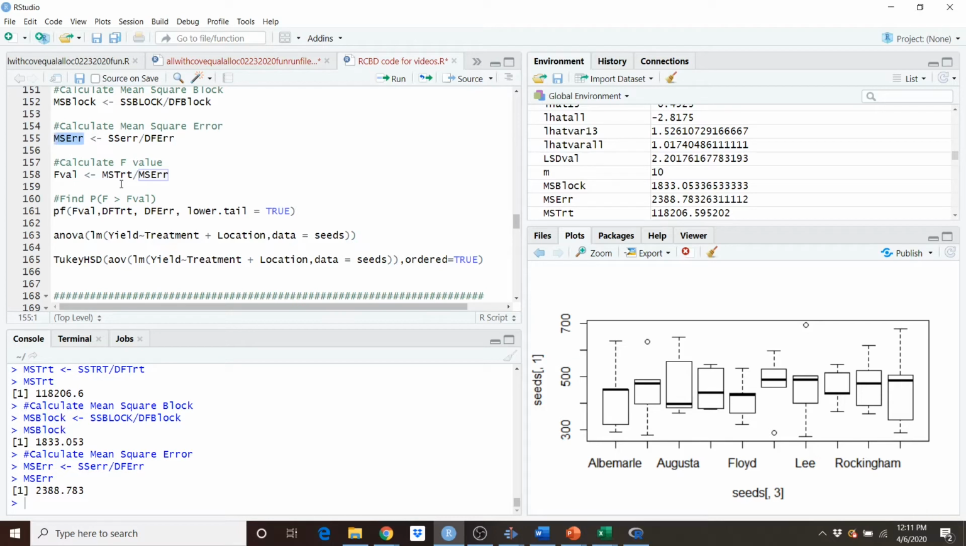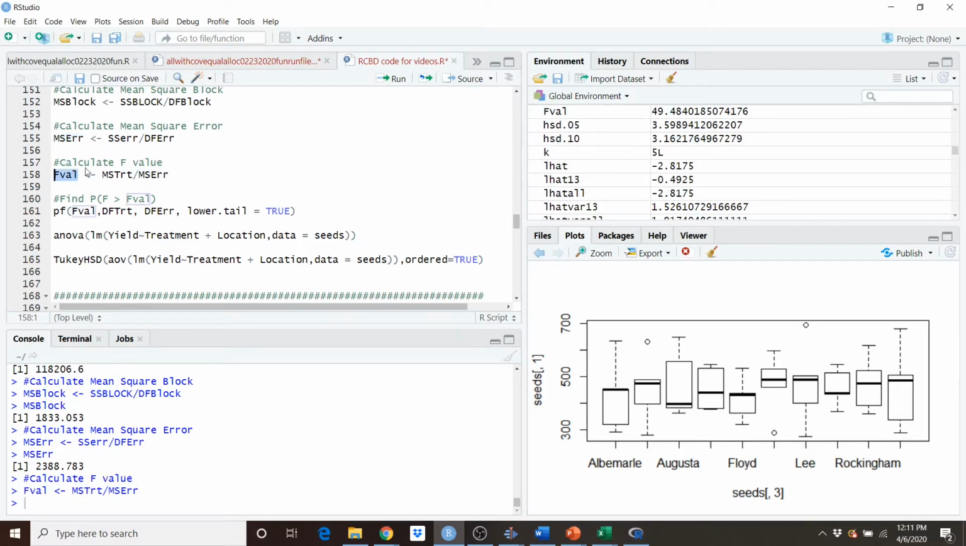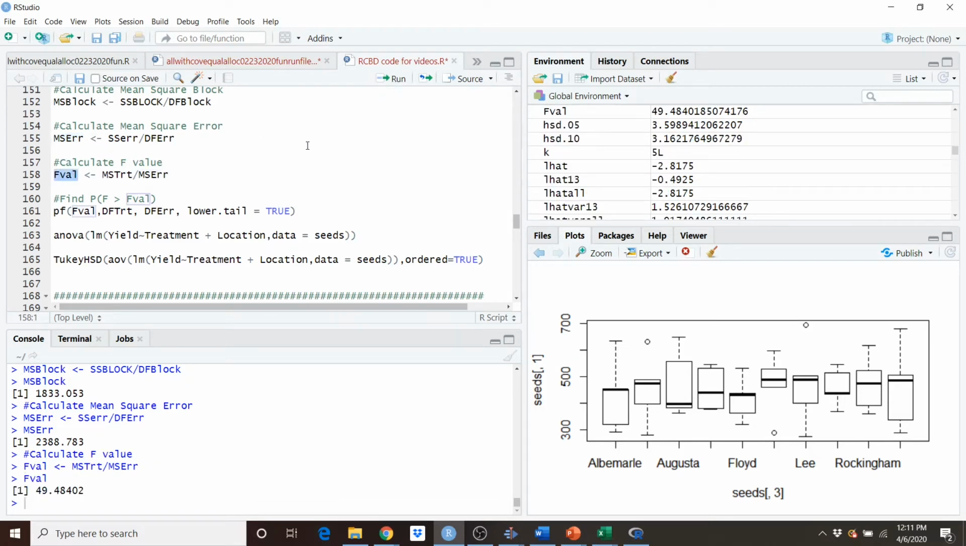Well, once we've got all these calculated, we're then going to calculate our F value. Remember, our F value is mean squared treatment over mean square error. Our F value then can be seen to be 49.48402. Now notice I have not calculated an F value for the blocks. Remember, we're blocking because we know there are differences. And so there's no reason to calculate the F value for the block. We're not going to test it. If I were to calculate the F value for the block, I would simply do mean square block over mean square error.